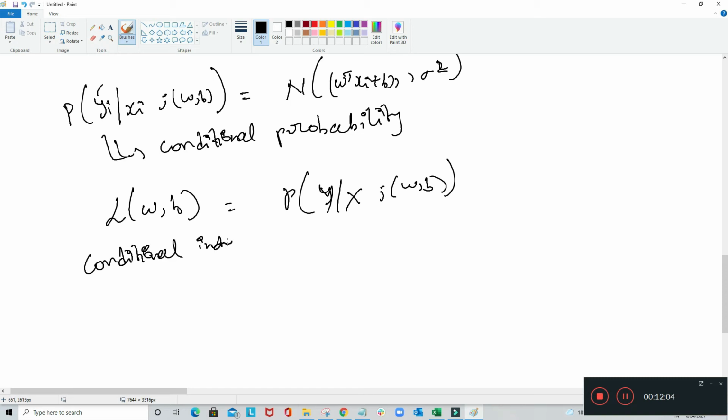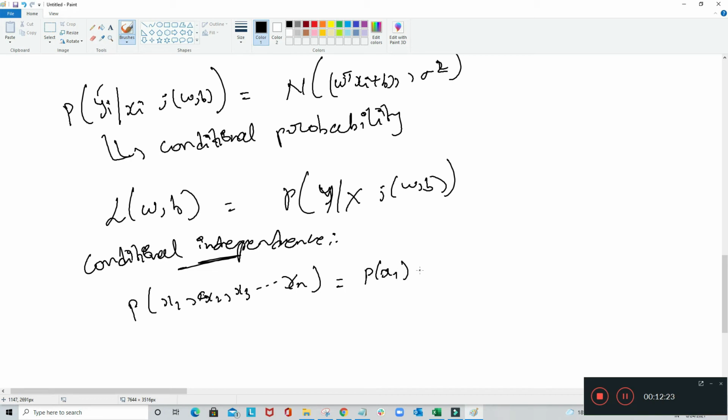conditional independence, what it states is, if I'm having data points x1, x2, x3, so on, xn, then this probability can be written as probability of x1 into probability of x2 into probability of x3, so on, probability of xn. This is the conditional independence property.